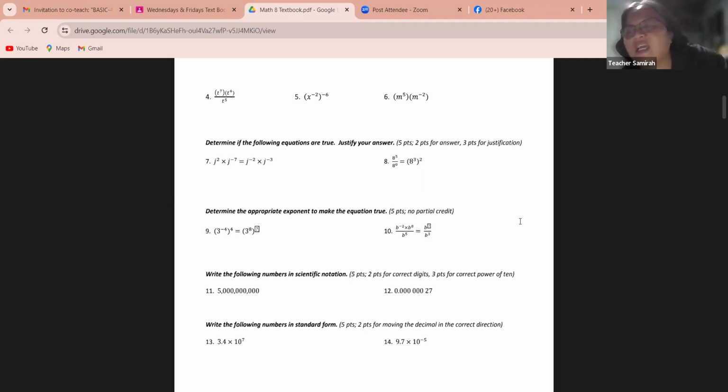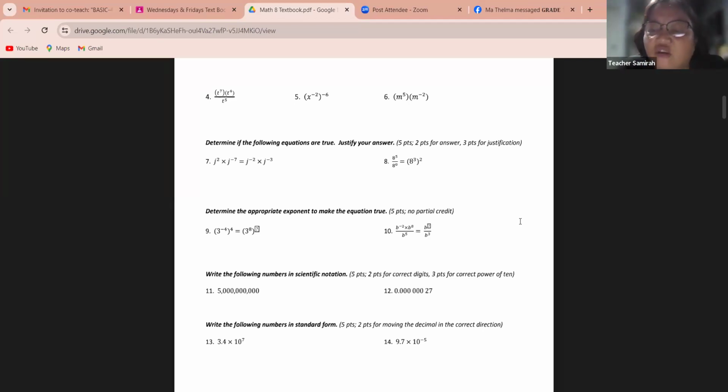It will be 8 raised to 5. How about the other one? Quantity 8 raised to 3, raised to 2. What will be your answer? 3 times 2. What is your answer? 6. Very good. So is 8 raised to 5 the same as 8 raised to 6?